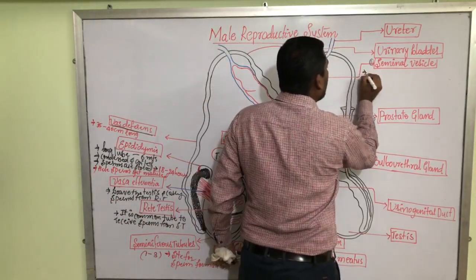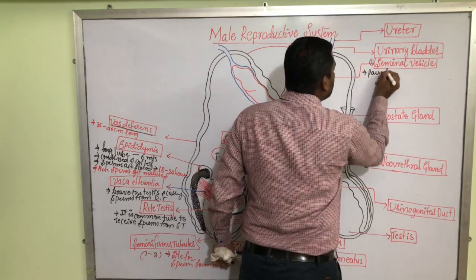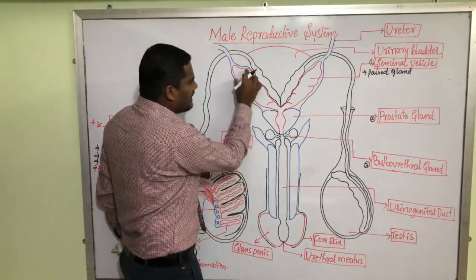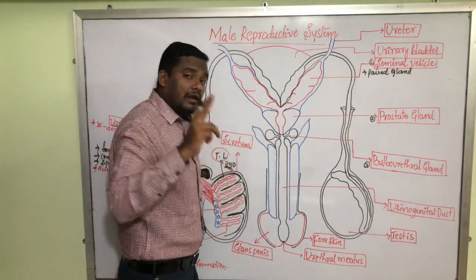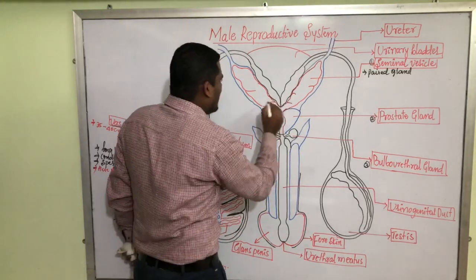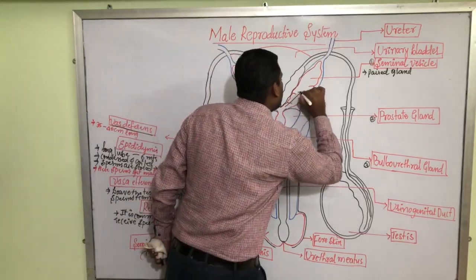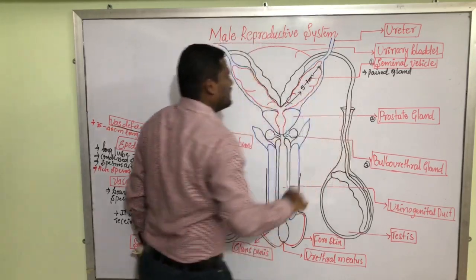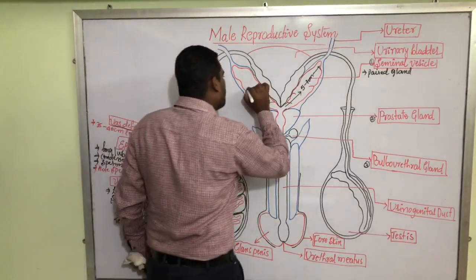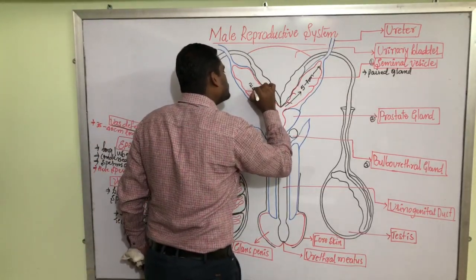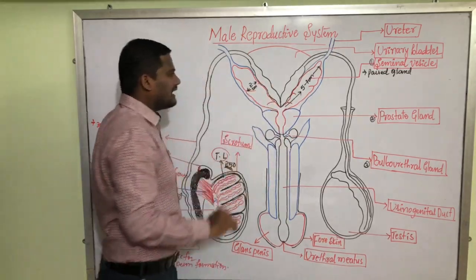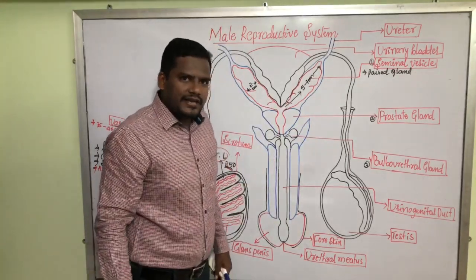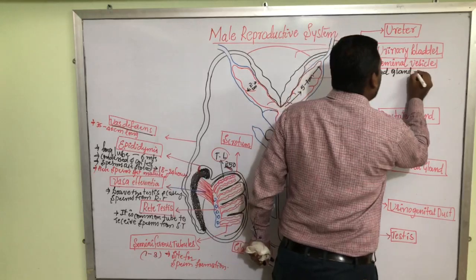Let us understand what is a seminal vesicle. Seminal vesicles are paired glands. That means they are present in pairs. देखो यहाँ पे एक seminal vesicle gland है, यहाँ पे एक seminal vesicle gland है. And the length of this seminal vesicle gland is approximately 5 to 7 centimeters, and the width is about 2 centimeters. Seminal vesicle gland का length कितना है? 5 to 7 centimeters. Width कितना है? 2 centimeters.